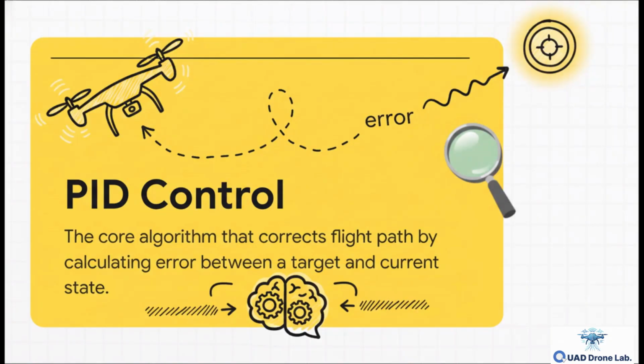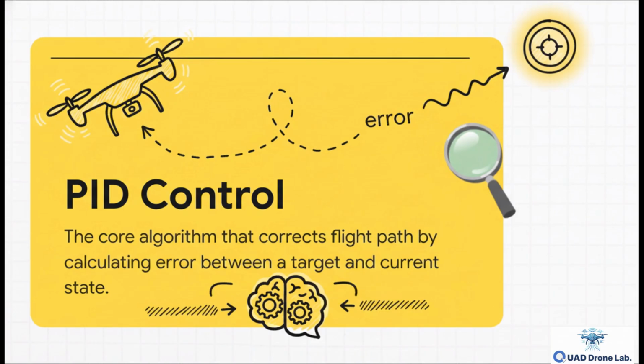Okay, so once you've got the physics down, we move on to the algorithms that actually make the drone fly. Let's take something called PID control. I know, it sounds super technical, but the core idea is actually really simple. It's all about fixing mistakes. Imagine the drone knows where it's supposed to be and it can see where it actually is.